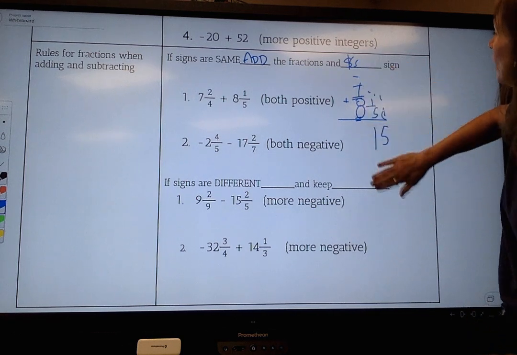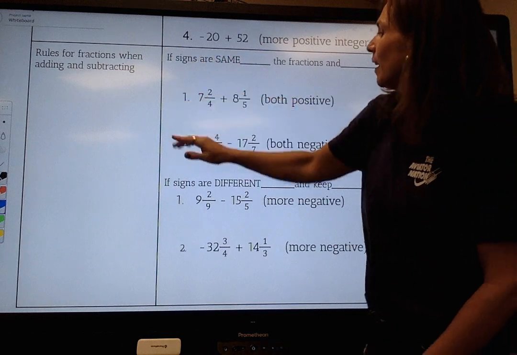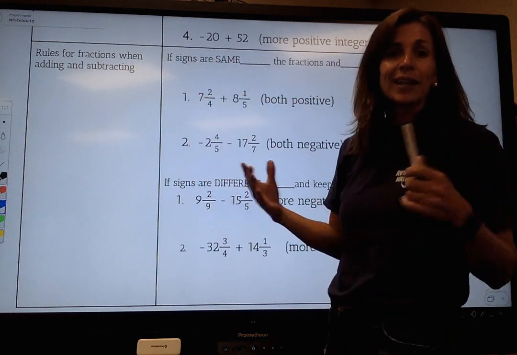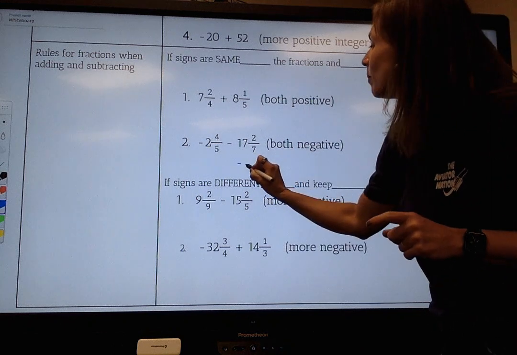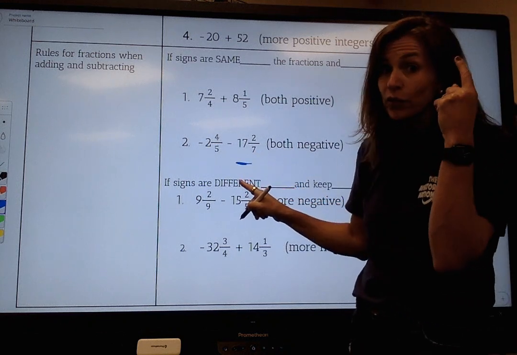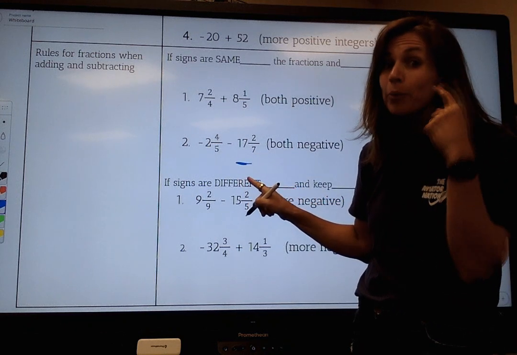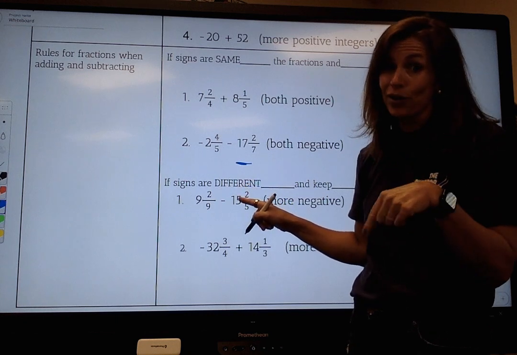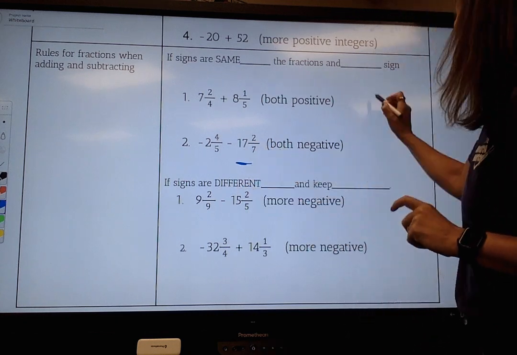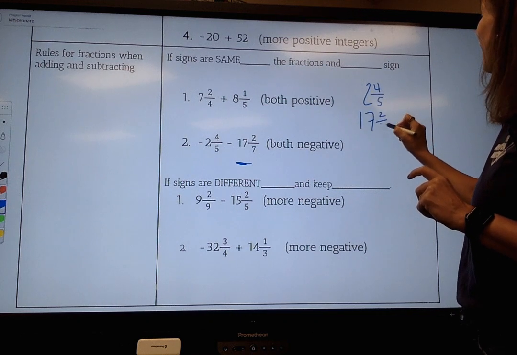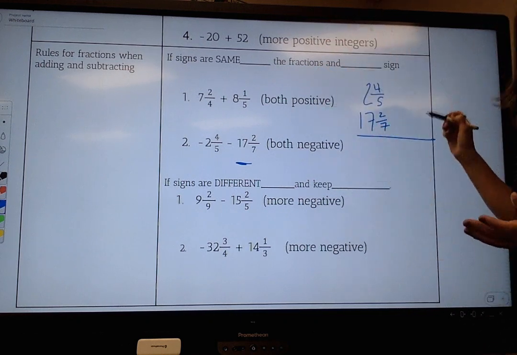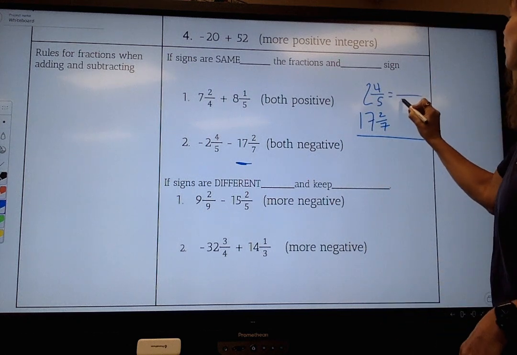Okay? Now, it's the same thing if you have two negatives. I have a negative and a negative, so I'm going to add them, but I keep the same sign. So right away, I know my answer is negative. And I'm going to keep that there to remind myself, I better put that negative or she's going to count it wrong. You bet I am. So we're going to take 2 and 4/5, and I know my rule is to add. So what do we do? I keep the same sign. 35.